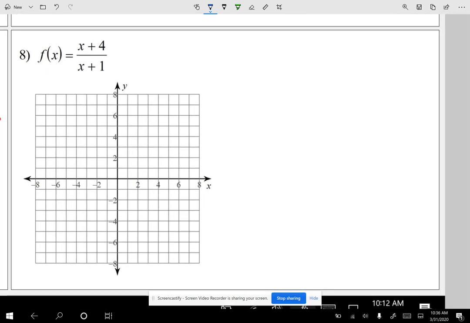Let me factor if I can. It's already factored, nothing cancels out. So I have the expression (x + 4)/(x + 1). I'm looking to see if I have any holes, any vertical asymptote, any horizontal asymptote. Now, because nothing cancels out, I don't have a hole. My vertical asymptote, I'm looking at the bottom, and I'm asking, what values of x make the bottom equal to 0?